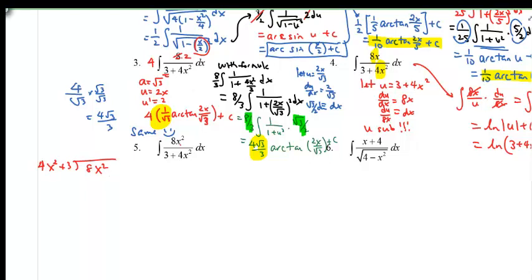4x squared goes into 8x squared 2 times. 2 times 4x squared is 8x squared. 2 times 3 is 6. And then you subtract, leaving us with a negative 6. So in essence, what you and I have done is just rewritten that integral as 2, that's your quotient, plus the remainder, which is negative 6, over the divisor. There we go.